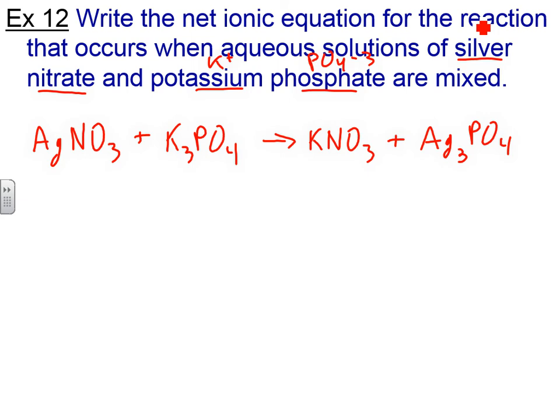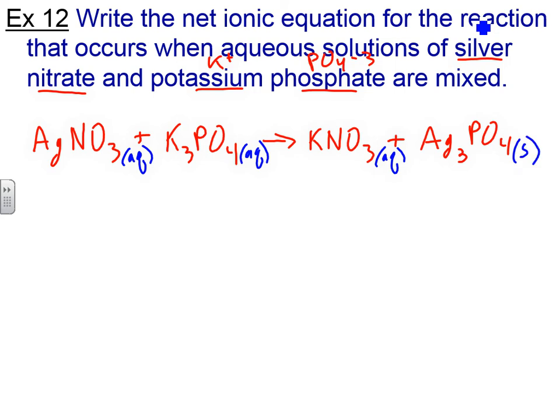Now, before we continue on, let's go ahead and determine which is the precipitate. We know that the first 2 are aqueous, because all nitrates are soluble, and all potassiums are soluble, group 1 metals. Potassium nitrate then is also aqueous, because it is still potassium and nitrate, always soluble. Your silver phosphate is your solid, your precipitate.